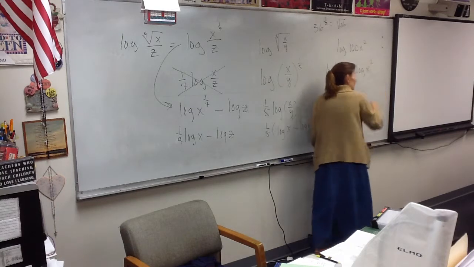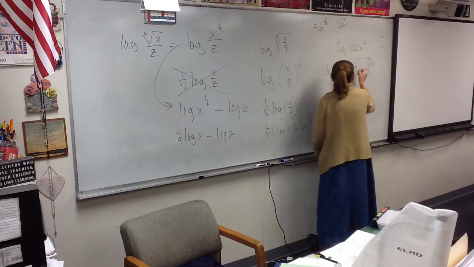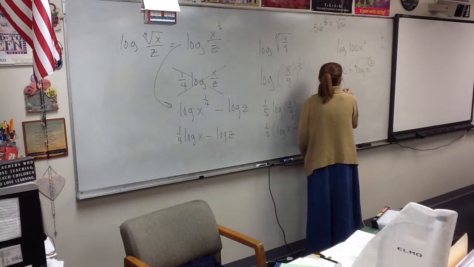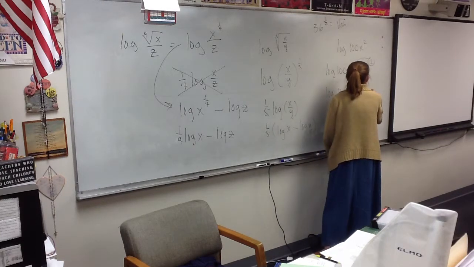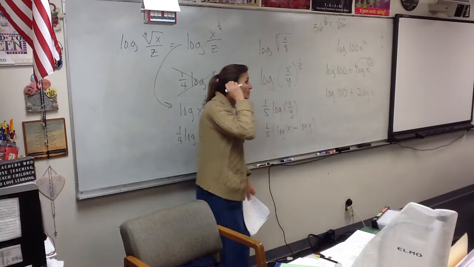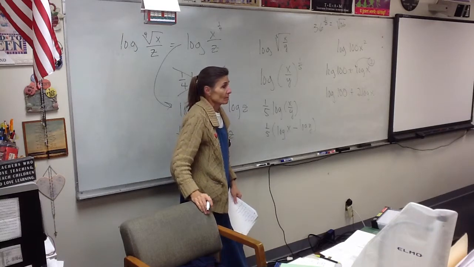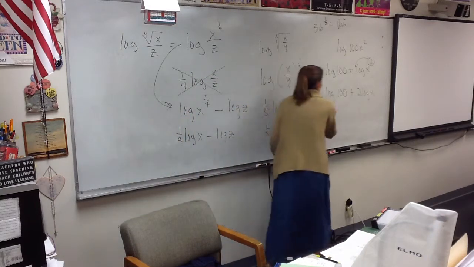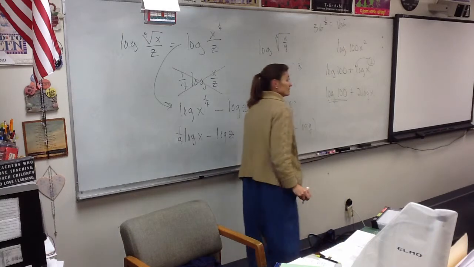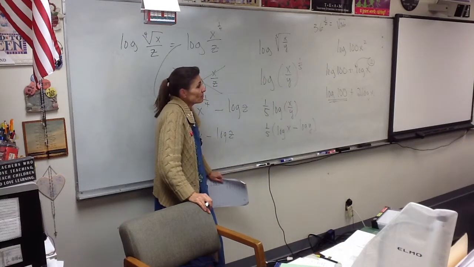Now, can that come out in front? So I have the log of 100 plus 2 log x. Believe it or not, I'm not done yet. This can be simplified. Can anybody tell me how to simplify the log of 100? This is a review problem.